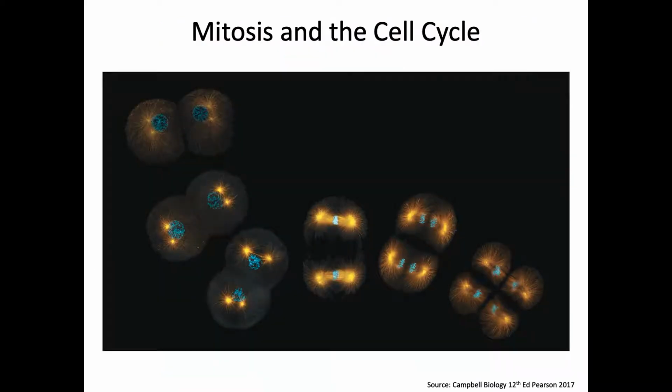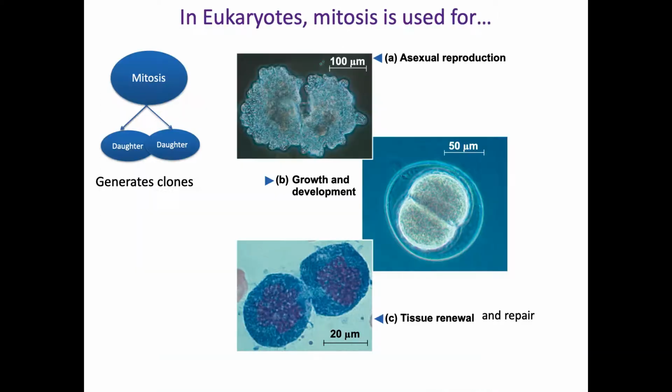Let's now discuss mitosis and put it in the context of what is known as the cell cycle. Mitosis, as we've already mentioned, gives rise to identical daughter cells, or clones. This type of division is used for reproduction among single-celled organisms. Here's an amoeba which is just finishing up cell division to generate 2 daughter cells. In multi-celled organisms, mitosis is required for growth and development.